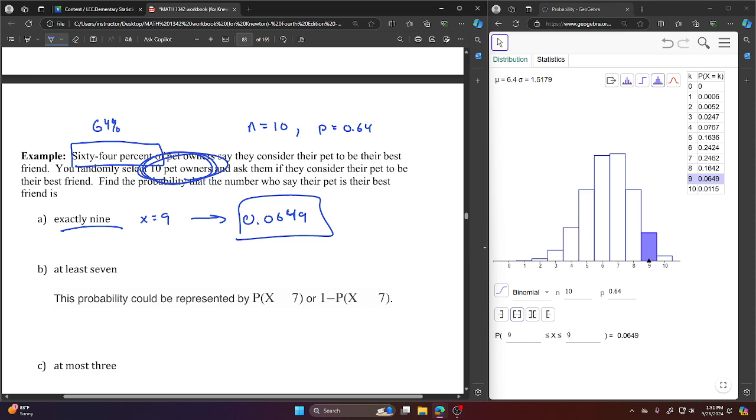Okay, cool. It says at least 7. What does it mean to be at least 7? What numbers would that be? 7 and above. Yeah, 7 and above. 7, 8, 9, or all 10 of them, right? Exactly. So yeah, 7 and above.